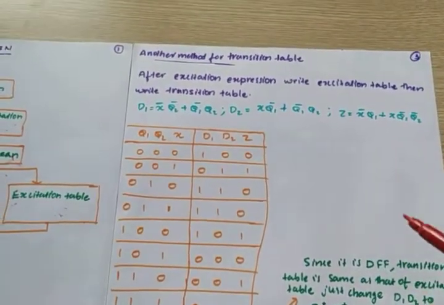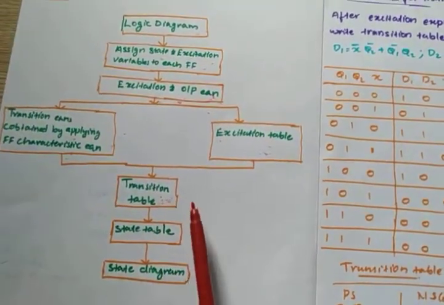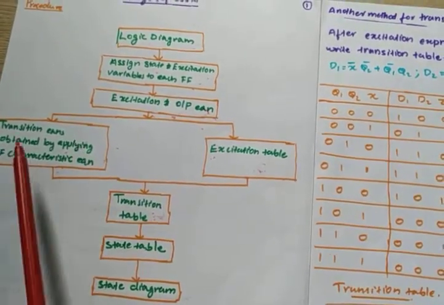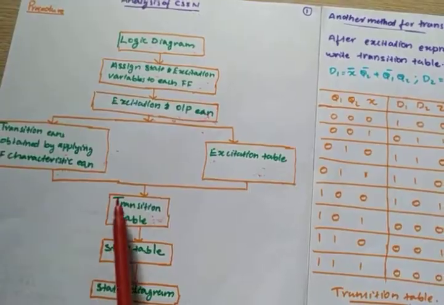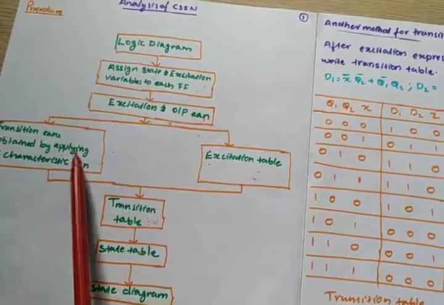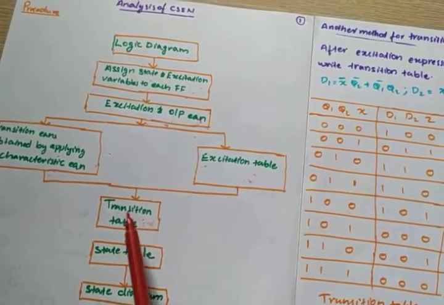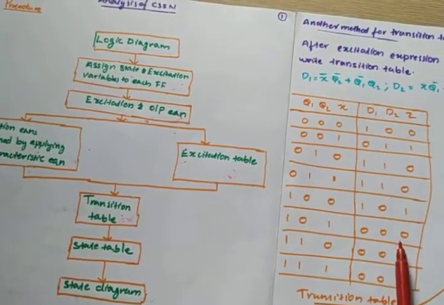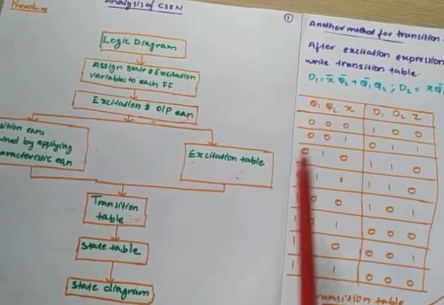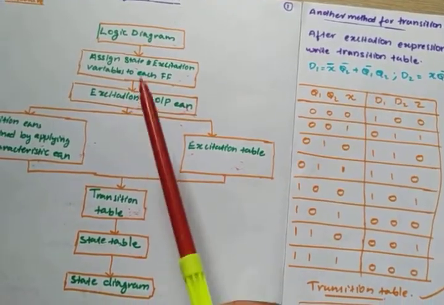Next is another method. I told you that from this excitation expression you have to write the transition table. For writing the transition table, you have two ways. One is transition equation, then transition table. You write the transition table from the transition equation, what we have seen now. Another method is to write the excitation table, and from that you write the transition table. That is what I discuss here. This is an alternative method. You can follow either this way or this way. It is up to you. Whichever method you find convenient, you can follow that.